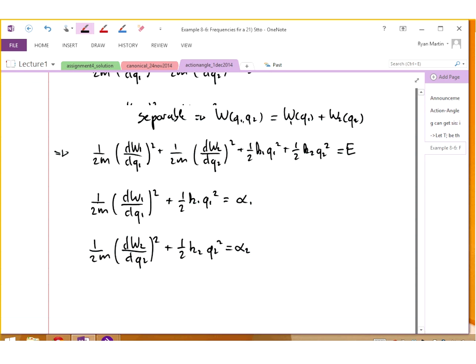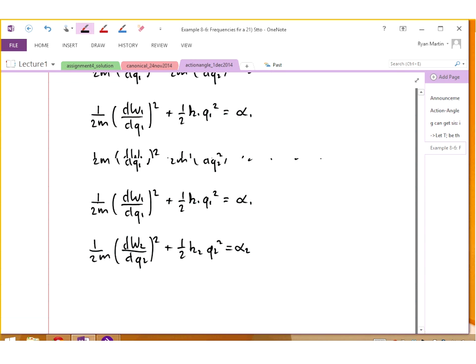Instead, I'm going to note that, for the momentum, these two equations look exactly the same, right? So I'm not going to keep writing them out with 1s and 2s. I'm just going to put i's in them, and i could be equal to either 1 or 2, right?